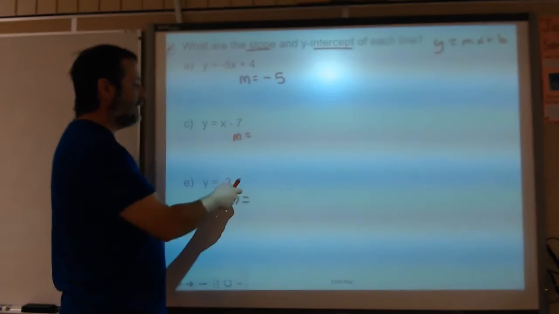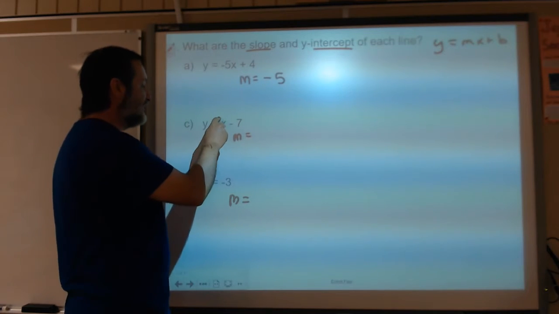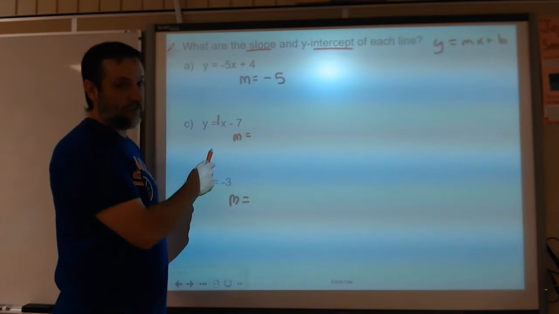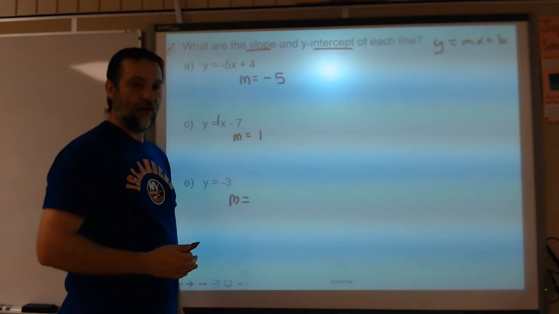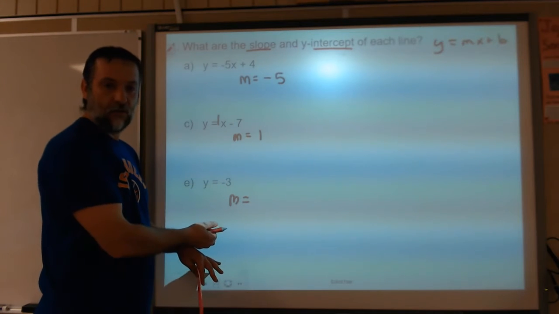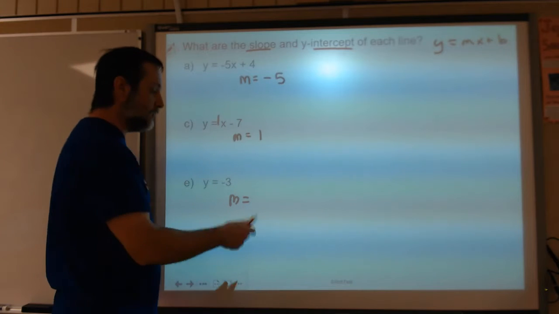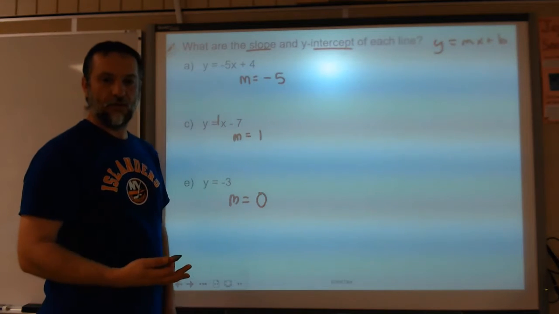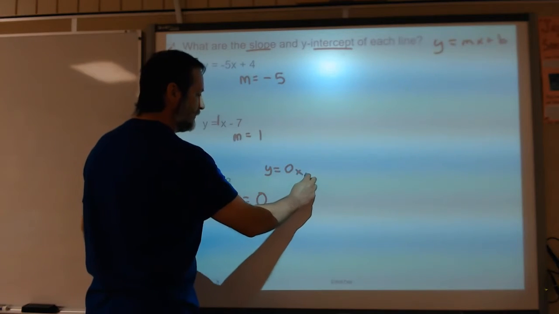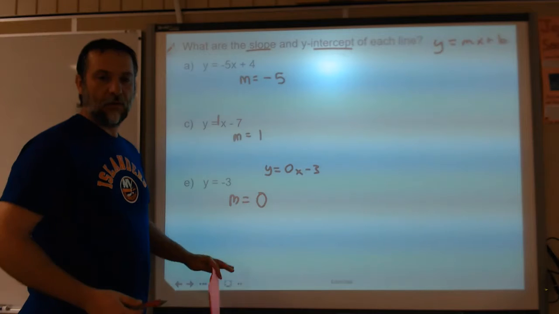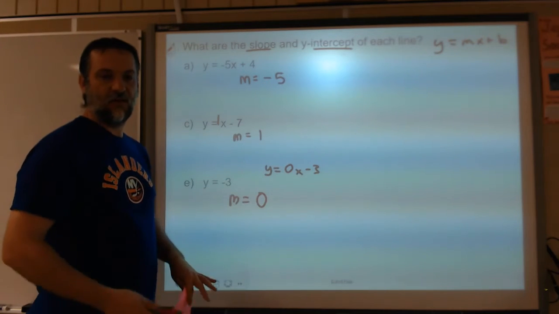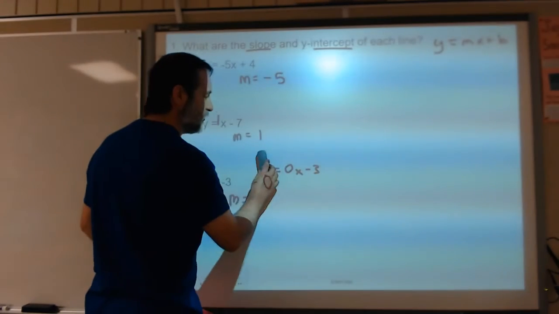Y equals x minus 7. What's the coefficient here? This is going to actually be 1. We don't write 1x's. That gets too complicated, but we have to remember that 1 is there. So my m value here is 1. The last one here, I don't have an x value. So I don't have a slope. And yes, we can show that. There is 0 slope. We could write this as y equals 0x minus 3. But why would we write 0x? If x could be anything times 0, it's always going to be 0. It's not there. So we don't write it.